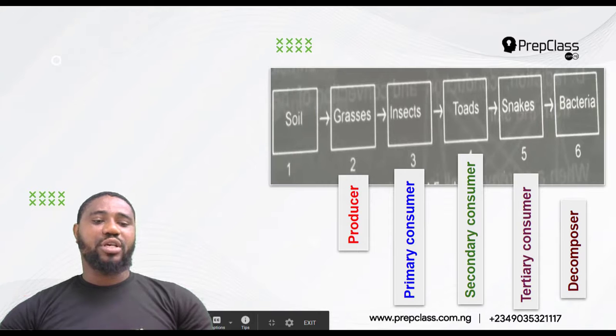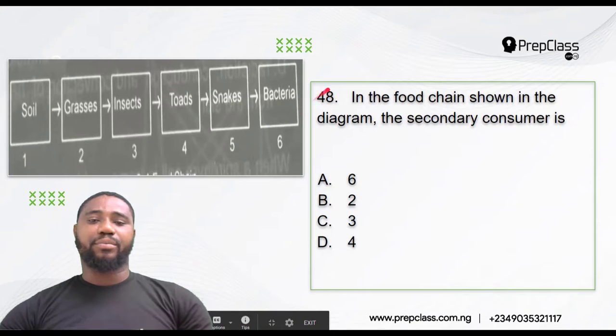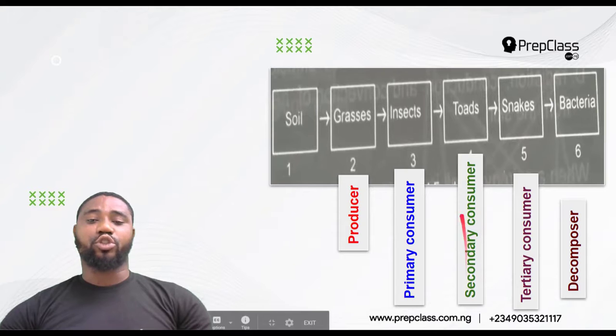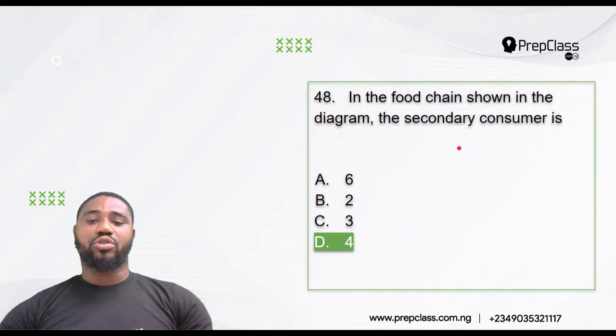So the question says, in the food chain diagram, the secondary consumer is asking us for the secondary consumer. So the secondary consumer is toad, which is 4. So the secondary consumer is 4.